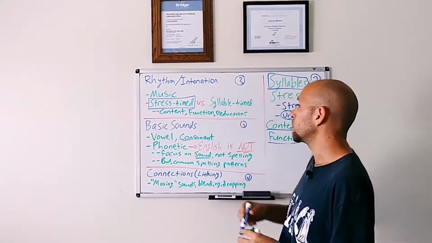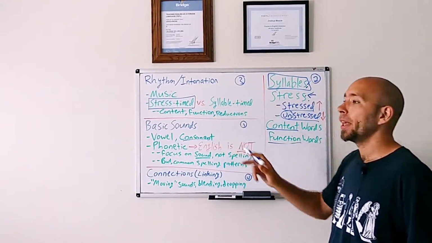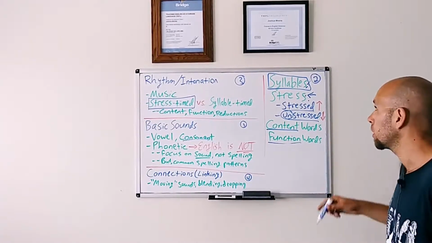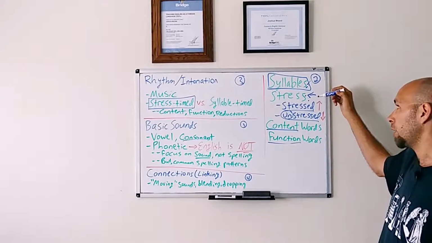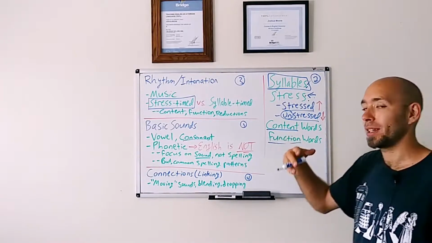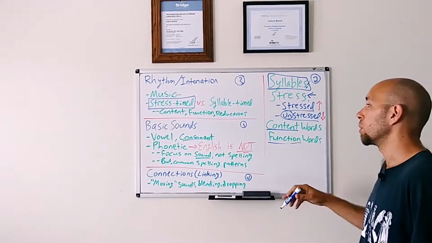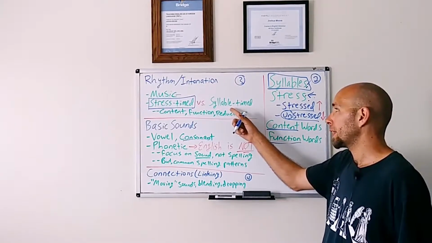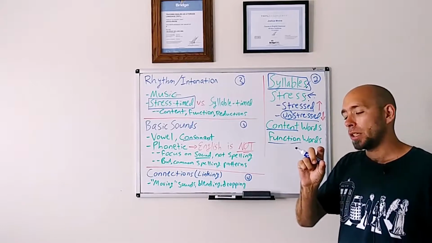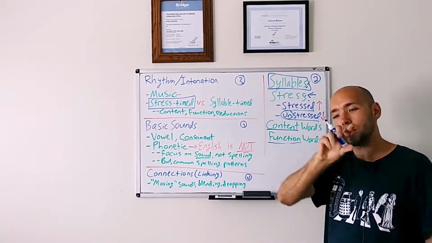Now, stress timed and syllable timed. So English is stress timed. Most languages, as far as I know, have syllables and they have stress. It's more about what is the underlying emphasis that creates the music, okay? So if you speak a syllable timed language like Spanish, all of the syllables will be pretty even. Even if it's stressed, it'll still be pretty even.